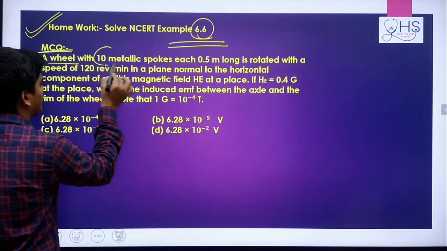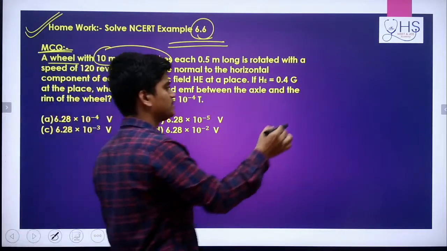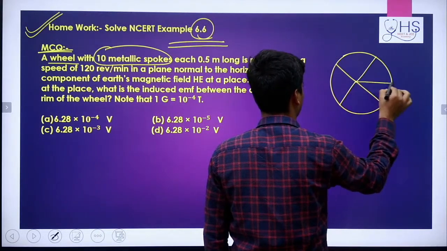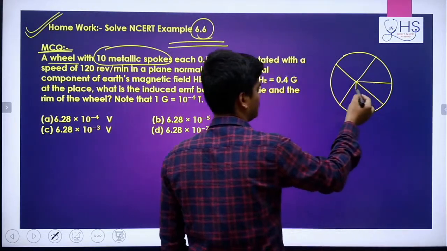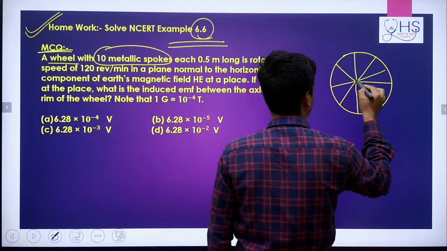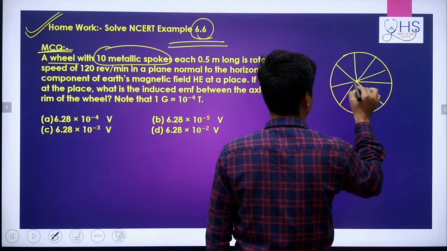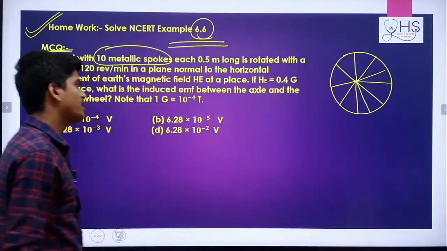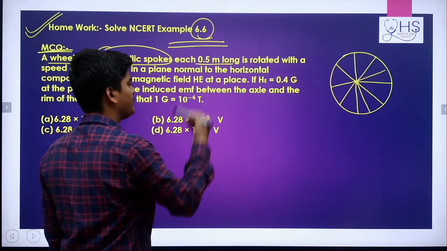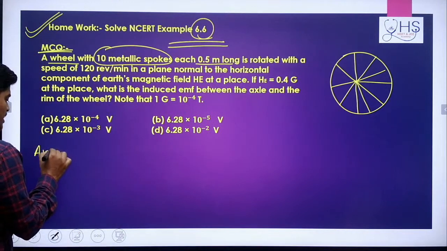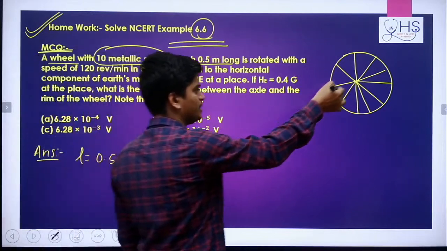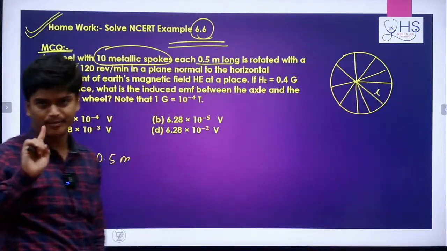A wheel is there with 10 metallic spokes. They are telling us that one wheel has 10 metallic spokes, like this one I am drawing. Counting: 1, 2, 3, 4, 5, 6, 7, 8, 9, 10. So 10 spokes are there in one wheel, and each spoke is 0.5 meter long. So the length is given: 0.5 meter for each spoke.